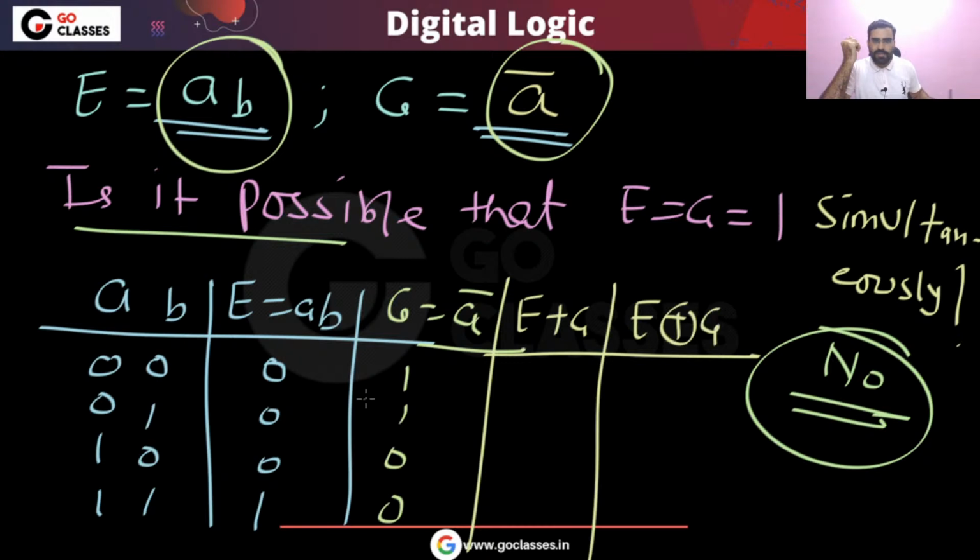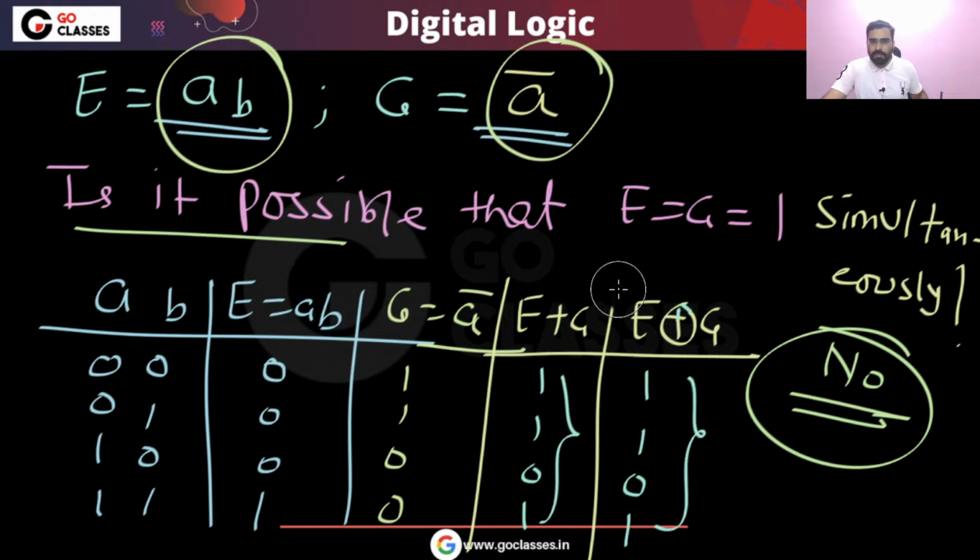Okay, let's check it out. Tell me what will happen to E or G, E XOR G. E or G will be 1 1 0 1. E XOR G will be 0 XOR 1, that is 1. 0 XOR 1 is 1. 0 XOR 0 is 0. 1. So can you notice both are same? This and this. So they are same. Yes or no?